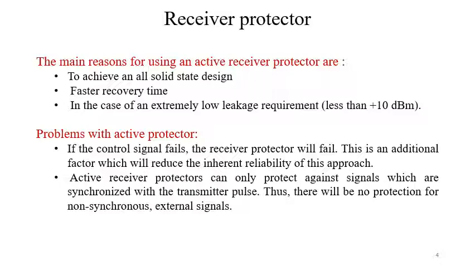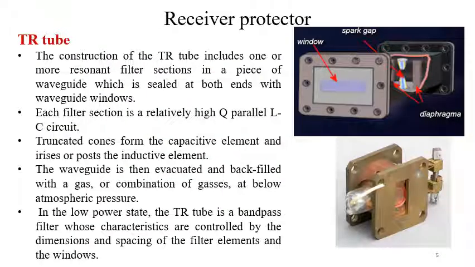If the control signal fails, the receiver protector will fail. This is an additional factor which will reduce the inherent reliability of this approach. Active receiver protectors can only protect against signals which are synchronized with the transmitter pulse. Thus, there will be no protection for non-synchronous external signals. So these are the problems associated with the active protector.